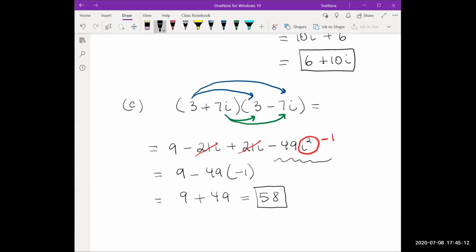Now, this answer is different from what we got in the first two examples. In the first two examples, we multiplied two complex numbers and ended up with a complex number. This time we multiplied two complex numbers and we end up with a real number, 58, right? See how it doesn't have this imaginary part? It doesn't have i involved. So it's a real number.